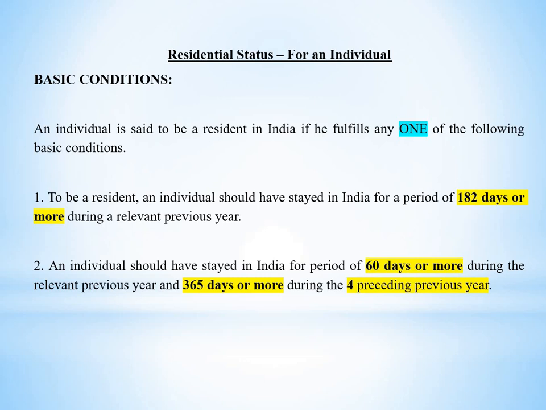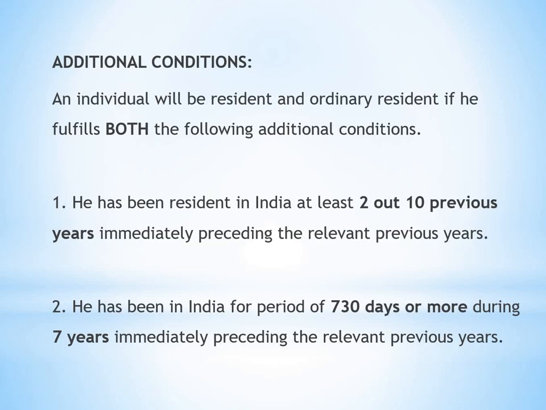Next, we are going to see how a resident individual can be an ordinary resident or not an ordinary resident, by having additional conditions. Once an individual fulfills any one of the basic conditions, he will be called a resident. Next step, we have to find out whether he is an ordinary resident or not ordinary resident. Additional conditions: any individual will be a resident and ordinary resident if he fulfills both the following additional conditions.